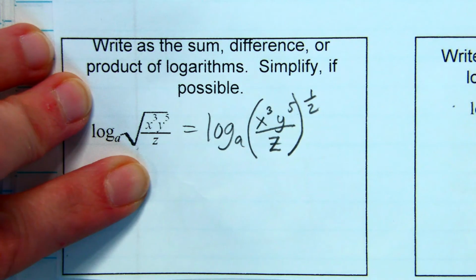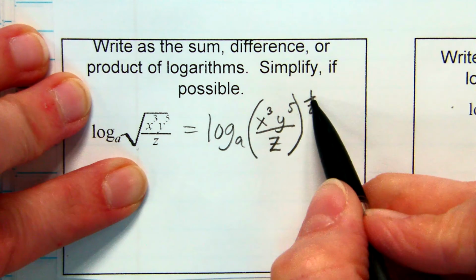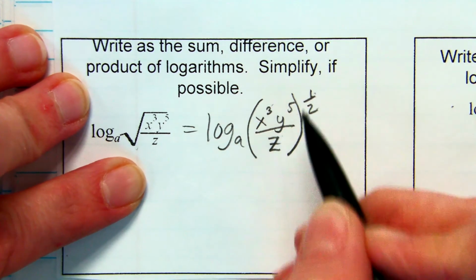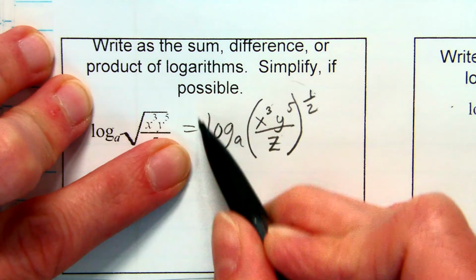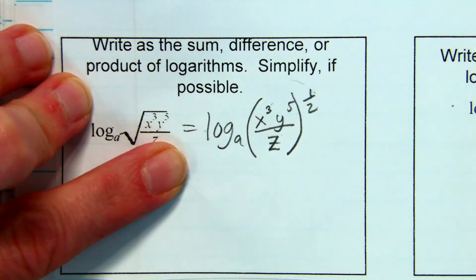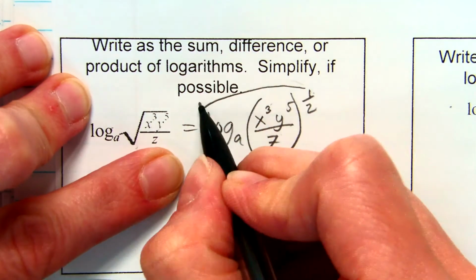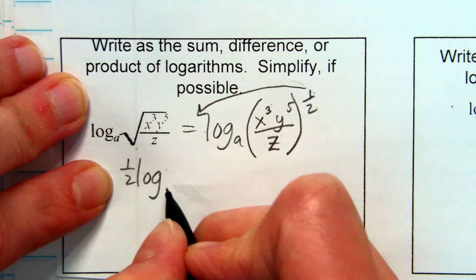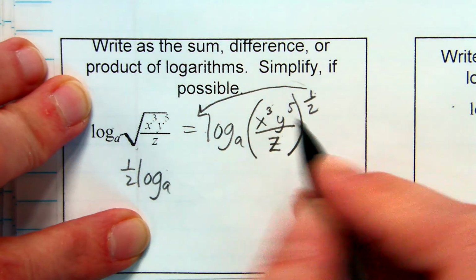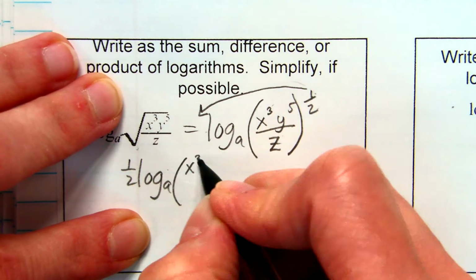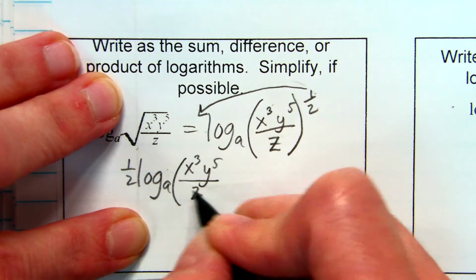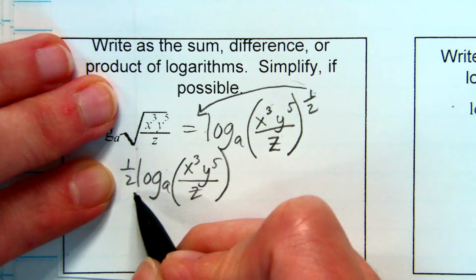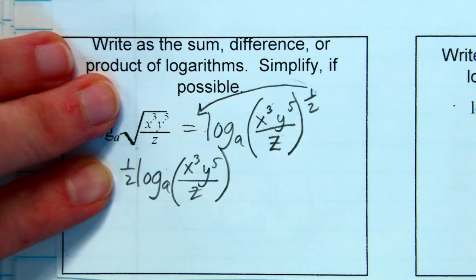Now, there's a couple of things we could do with this. I could take that 1/2 power and distribute it to everything that's on the inside. Or I could take that 1/2 and move it in front of the log and just leave it there. Let's do that one. So I'm going to have 1/2 in the front, log base A, and everything that's in there is still what it is. We haven't changed it yet. But now I just have that fraction, so that 1/2 is going to have to be in front of whatever else we do.